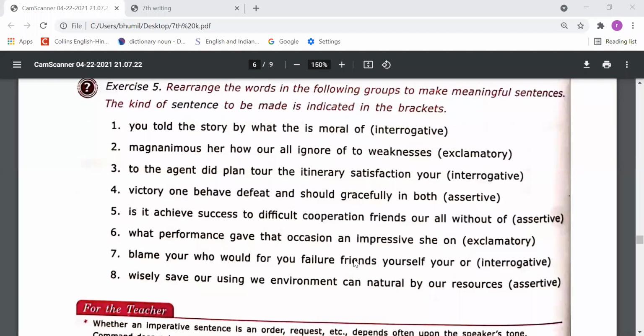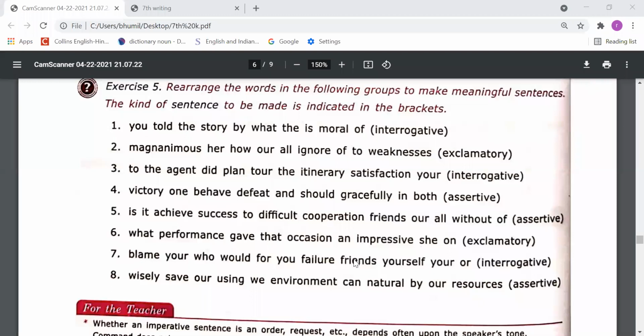Sentence number 5, is it achieve success to difficult operations friends are all without of, assertive. So we can say this, it is difficult to achieve success without the cooperation of all our friends. That's cooperation.